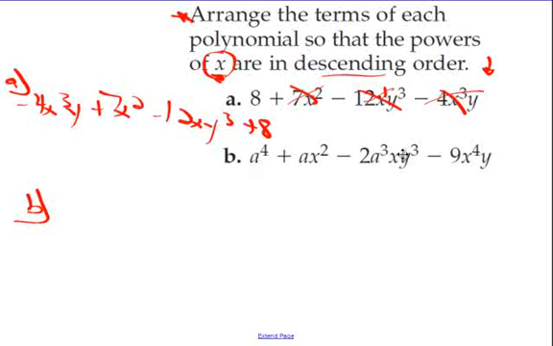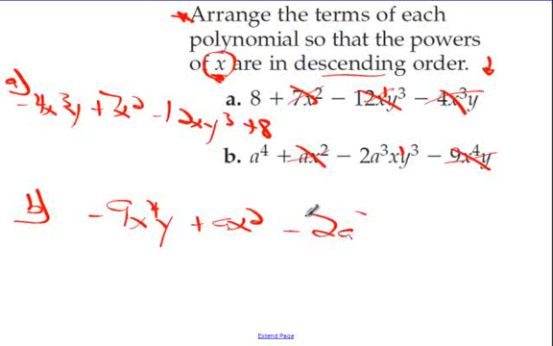X squared, x to the first, x to the fourth. So let's go ahead and start with that 9x to the fourth y. And it is negative, so make sure you put that minus sign out in front. To the first, and squared, so plus ax squared, minus 2a cubed xy cubed and plus a to the fourth. Okay, so descending order. So like I said, it's not going to be very difficult. All it is is vocabulary that we have to get used to. Descending order, and we're talking about the degree of each term of the polynomial.